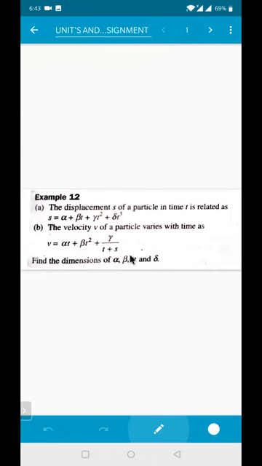So what is the given question? Find the dimensions of alpha, beta, gamma, and tau. We know that S must be equal to alpha. S is nothing but L. So that is equal to alpha. Therefore, the dimension of alpha is M0 L1 T0. Can I write like that?